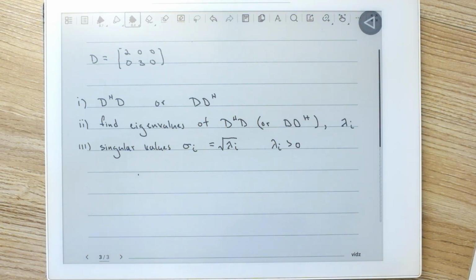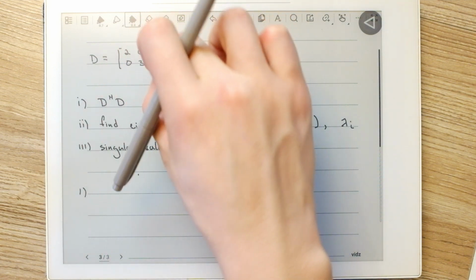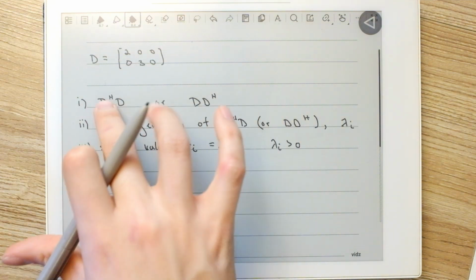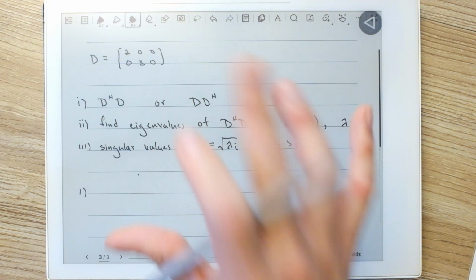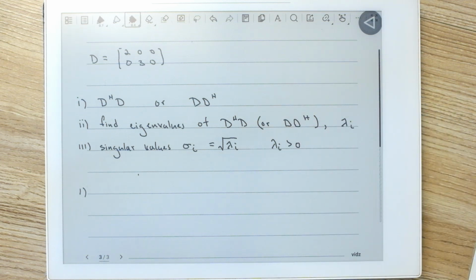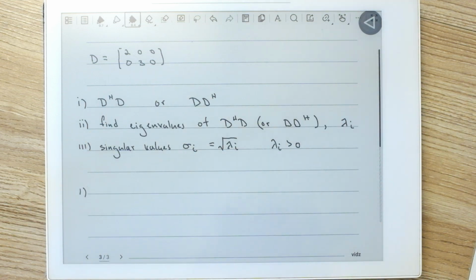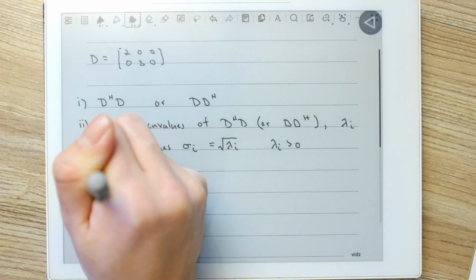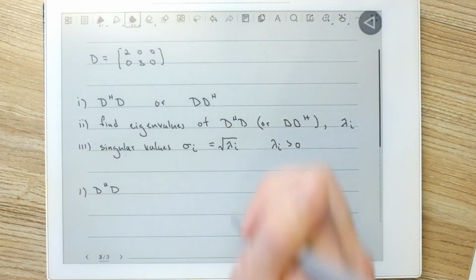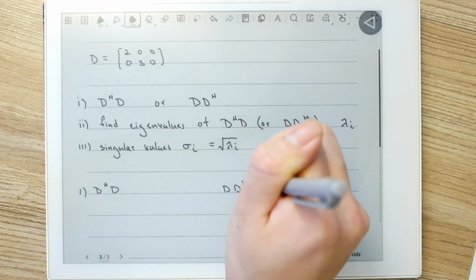Okay, so let's get started. The first step is to construct either D^H D or D D^H. I will do both in order to illustrate which matrix we would want to take. Since this matrix is not a square matrix, whatever choice we make here will alter how easy it is to do the rest of these calculations in general. We will see for this case that we could go either way and the calculations would be pretty much the same. But let us start with D^H D on this side, and we'll do D D^H on this side.